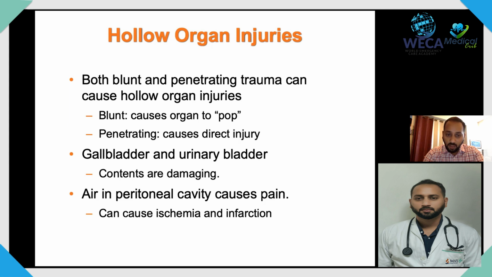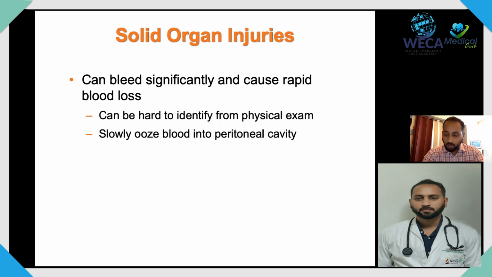All of these things in the peritoneal cavity will cause immense pain and inflammation, which can lead to hypotension and shock. Air in the peritoneal cavity can also cause pain and eventually may lead to infarction and ischemia. Coming to solid organs, since they have a rich blood supply, they can cause significant bleeding and rapid blood loss.